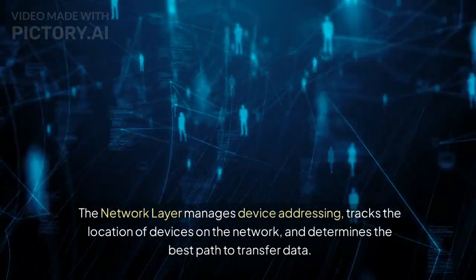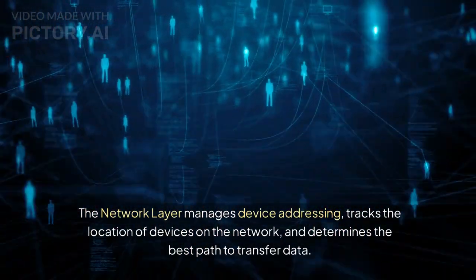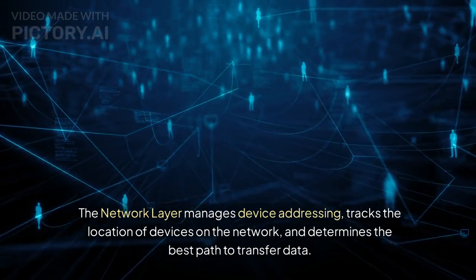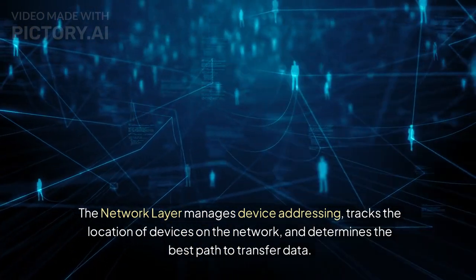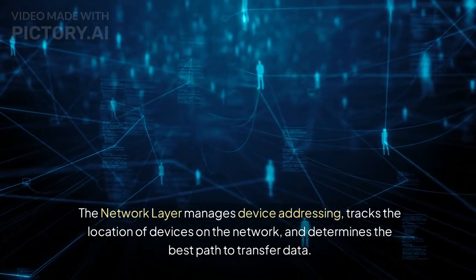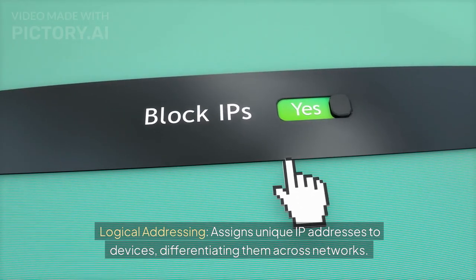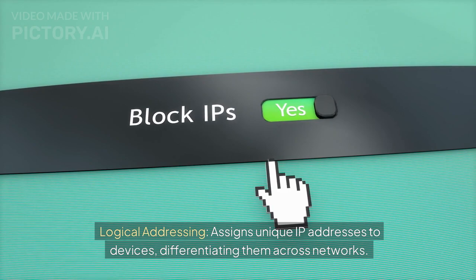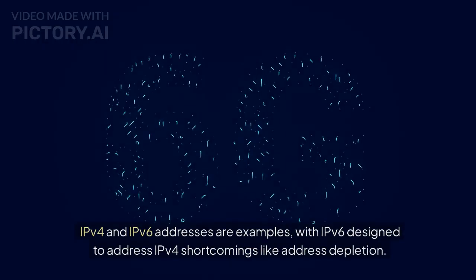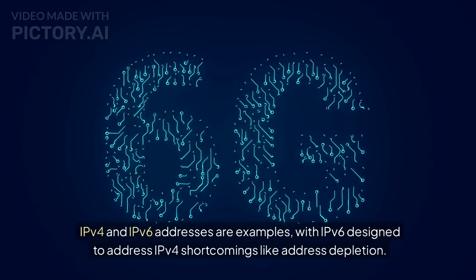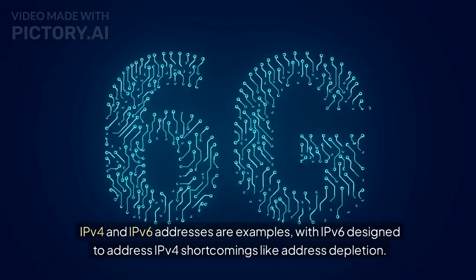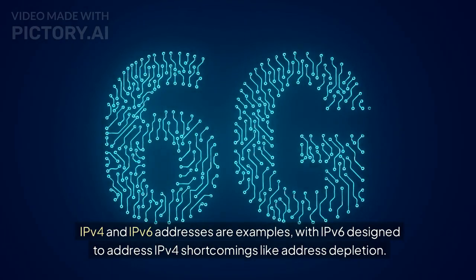The network layer manages device addressing, tracks the location of devices on the network, and determines the best path to transfer data. Logical addressing assigns unique IP addresses to devices, differentiating them across networks. IPv4 and IPv6 addresses are examples, with IPv6 designed to address IPv4 shortcomings like address depletion.